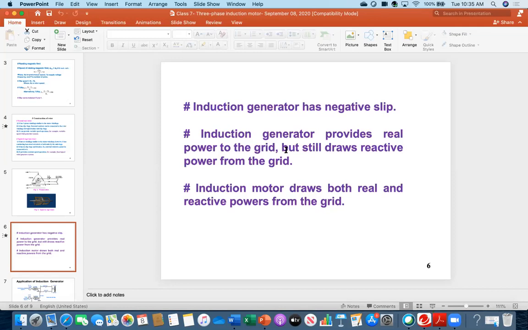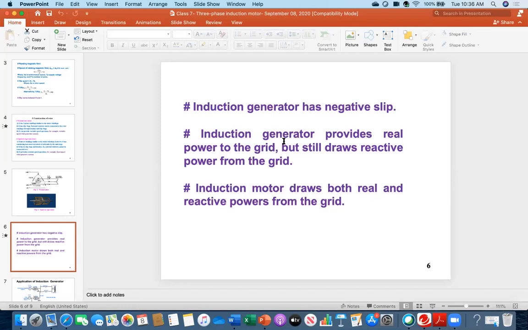So what I said: an induction generator provides real power to the grid, but it still draws reactive power from the grid, and an induction motor draws both real and reactive power from the grid. See the difference. This means both the induction generator and the induction motor are drawing reactive power from the grid. You see, it still draws reactive power. Because this is a generator, it is providing real power to the grid. And because this is a motor, it is drawing real power also from the grid. Therefore, because this is a motor, definitely it is taking both real and reactive power from the grid.